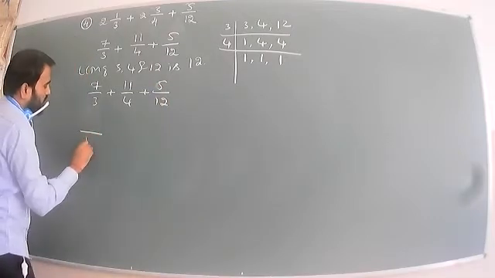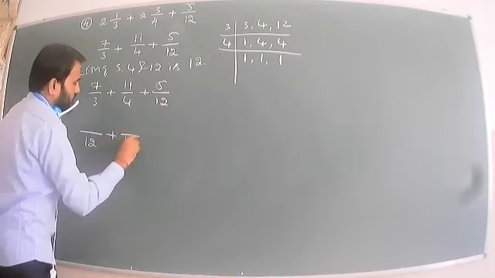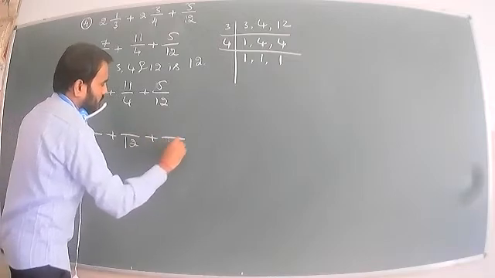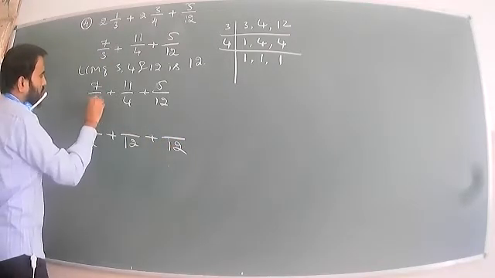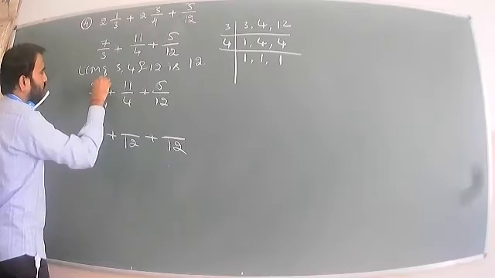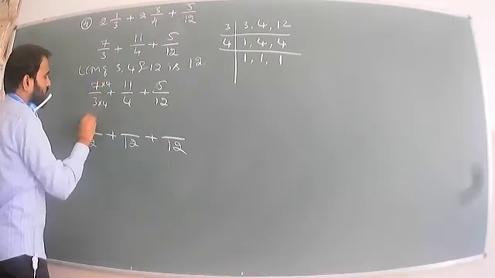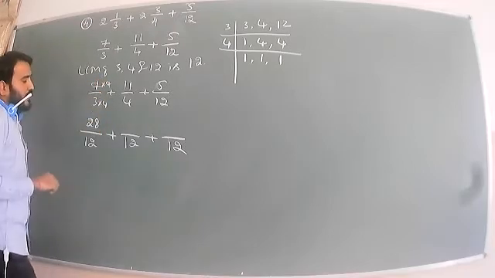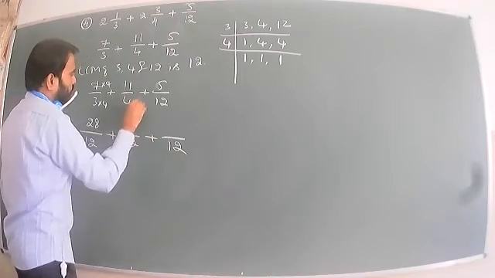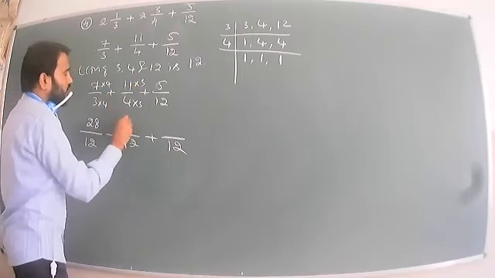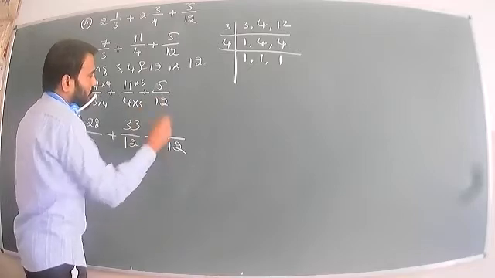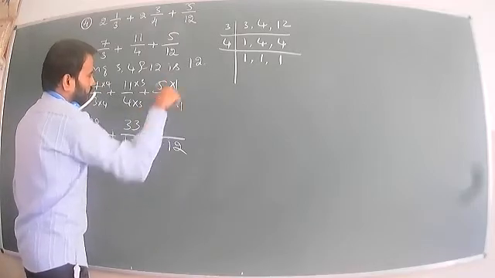Now the common denominator is 12. Make equivalent like fractions. 3 times how much is 12? 3 times 4 is 12, so multiply 7 by 4, which is 28. Next, 4 times how much is 12? 4 times 3, so 11 times 3 is 33. Next, 12 times 1 is 12, so 5 times 1 is 5.